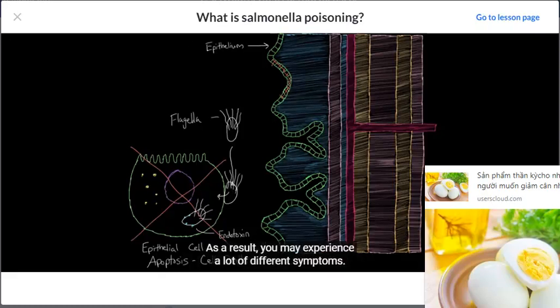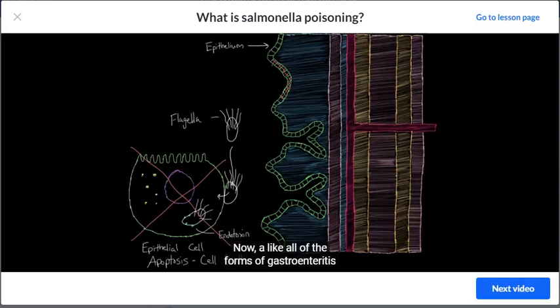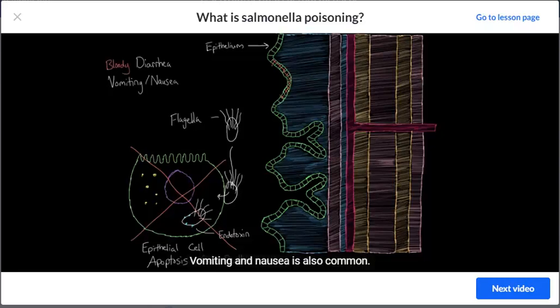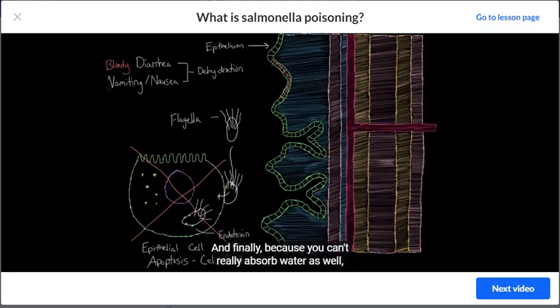As a result, you may experience a lot of different symptoms. Now, like all the forms of gastroenteritis or food poisoning, people will experience some diarrhea. And given that this is a bacterial infection, people will experience bloody diarrhea. Vomiting and nausea is also common. And because you're constantly expelling the contents in your system, this can lead to dehydration. And finally, because you can't really absorb water as well, people may experience cramps.